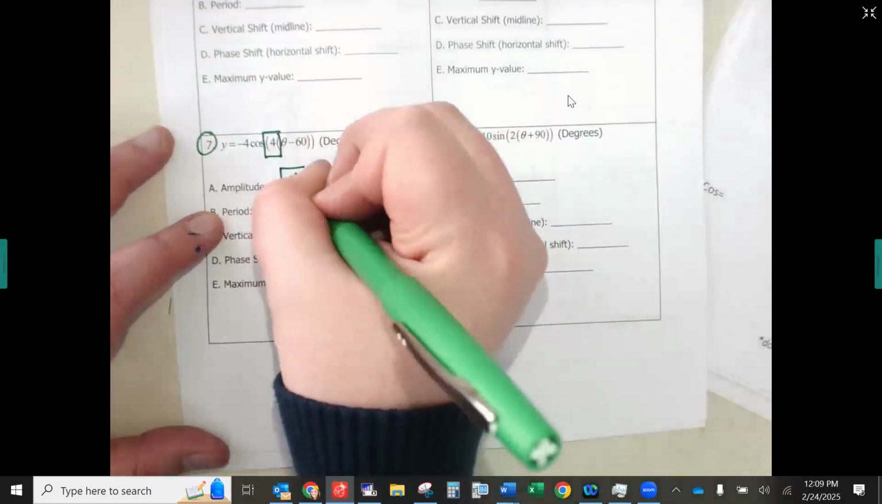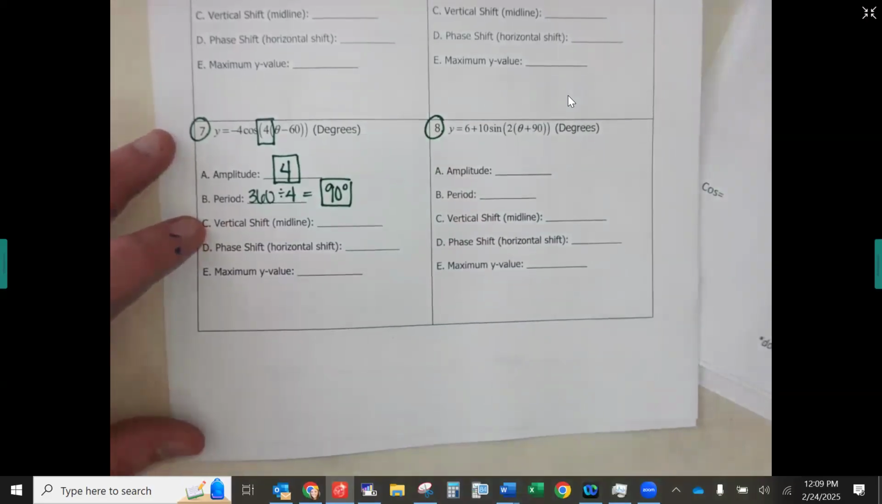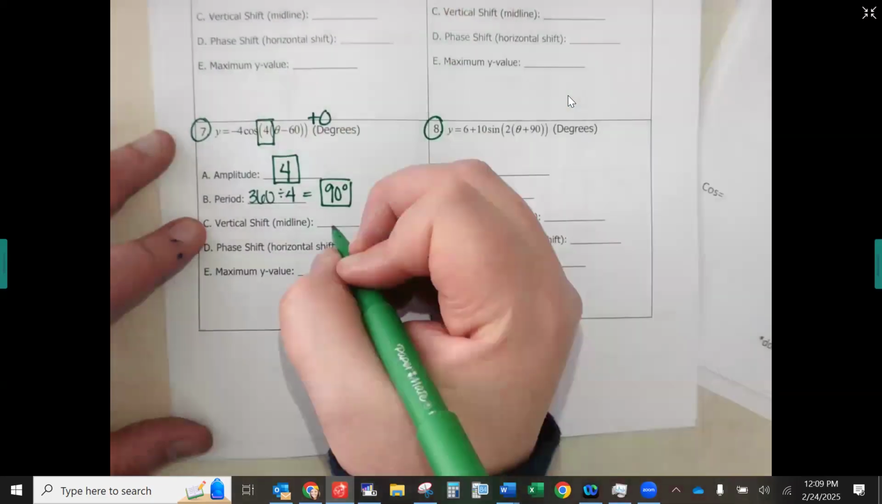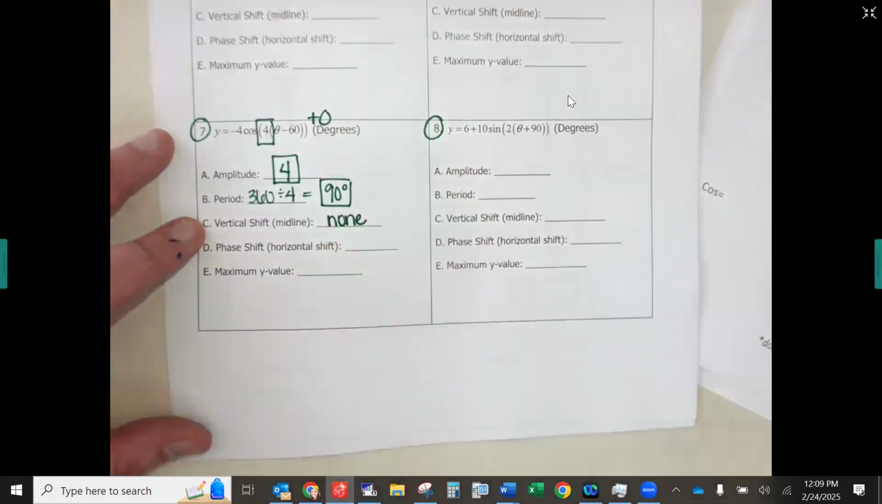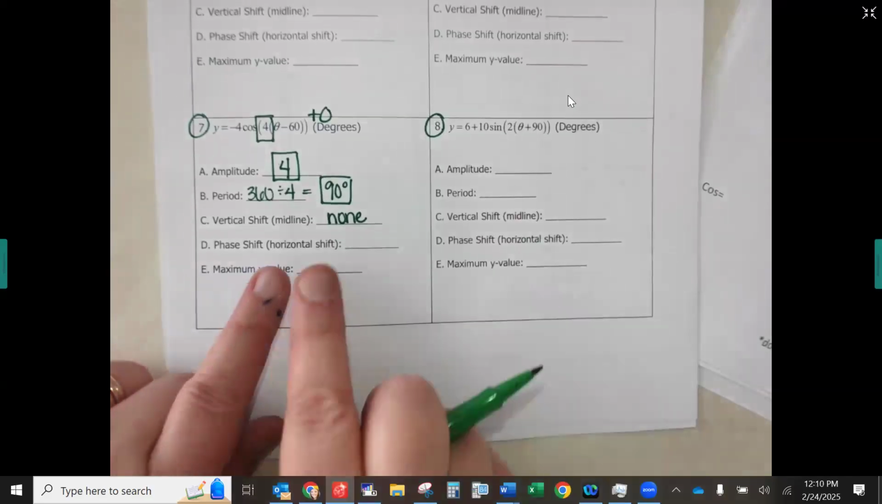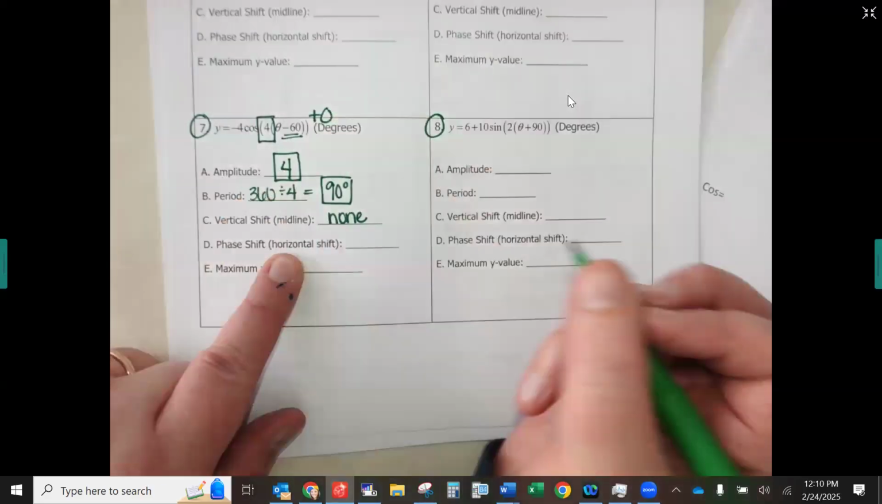Okay. All right, then it says vertical shift. What number controls shifting the midline up or down? Is there one? No. Okay, if you want, just put a +0 with it. This one, you're not going to shift it up or down because there's not a number added. Remember, it could be at the end or it could be at the front. Okay, your phase shift is side to side, or horizontal shift. So if it's a -60, which way are we going?